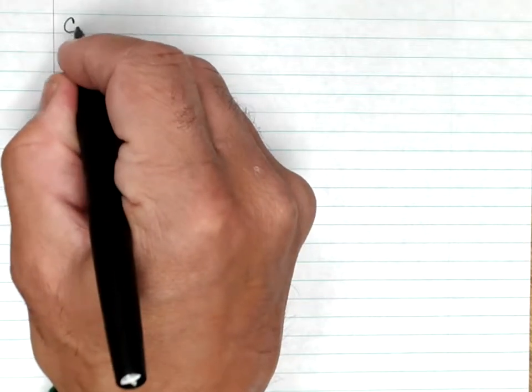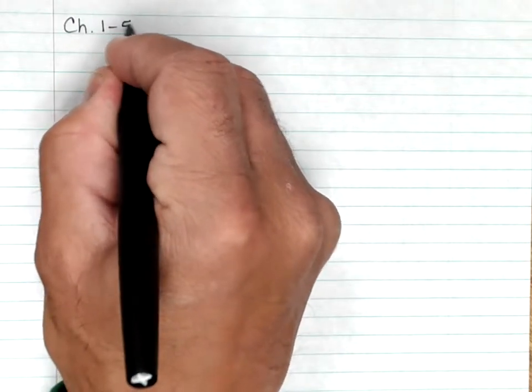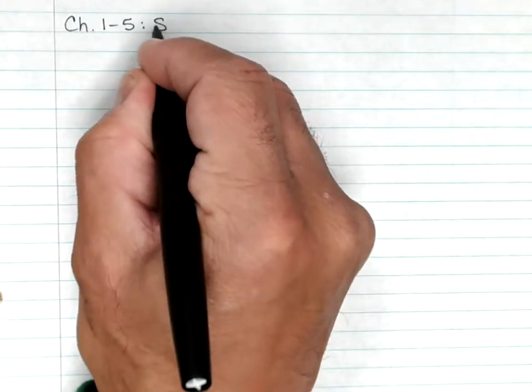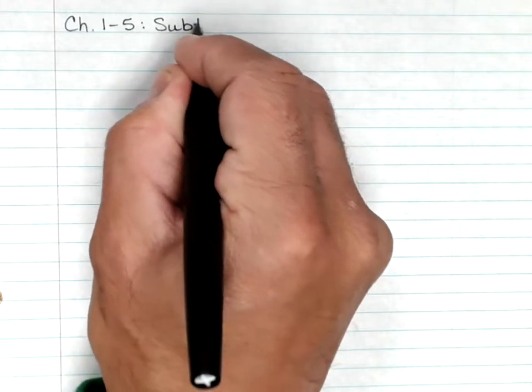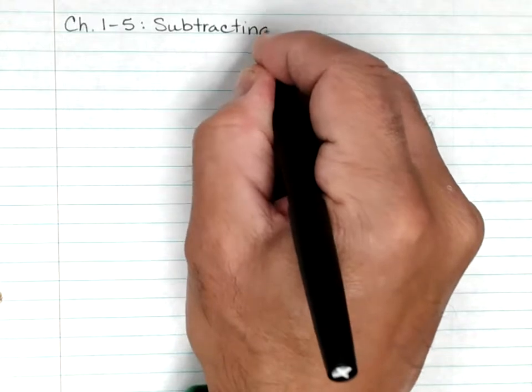So this is going to be a quick version of Chapter 1, Section 5, subtracting integers.